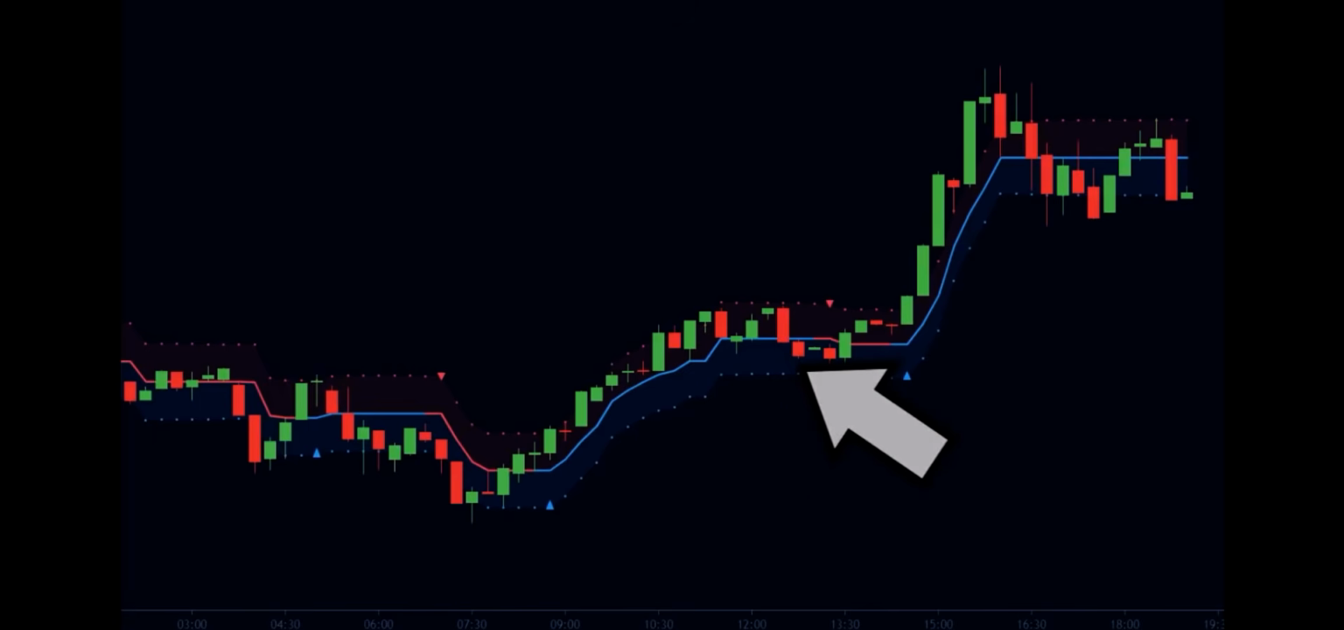This is how the indicator will look. If you are using any other trading platform, then just Google the indicator and download it for your particular trading platform. But in my opinion, using TradingView is much easier.